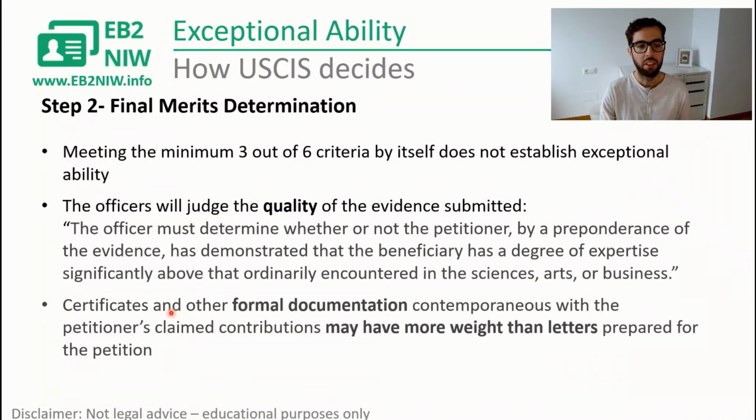Another key point here is that certificates and other formal documentation may have more weight than letters prepared for the petition. So if you can prove the claims that you are making through official documentation, for example, a certificate that you have a license to practice, that is stronger than a letter by someone saying that you have a certificate in your profession. I don't know if you can see the difference. It's always more important to have the direct evidence for this kind of application.